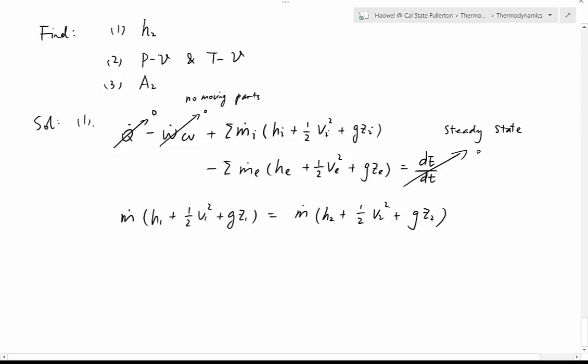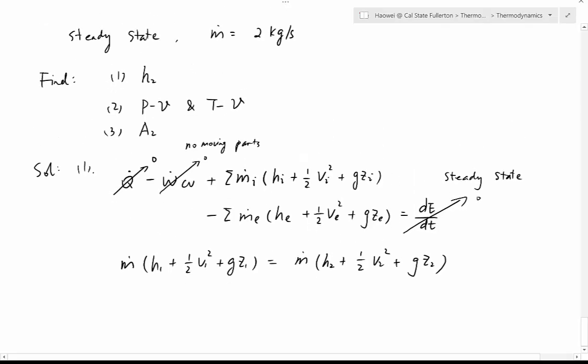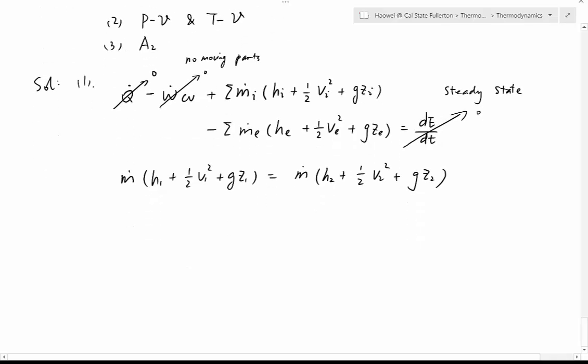And I didn't give mass flow rate a subscript. Why? Because we know the system is at steady state, so mass flow rate at inlet m dot 1 must be equal to the mass flow rate at exit m dot 2. If they're equal, there's no need to give them a subscript. Okay, mass flow rate is the same, so we can cancel them. What is left is h1 plus 1/2 V1 squared plus g z1 equal to h2 plus 1/2 V2 squared plus g z2.